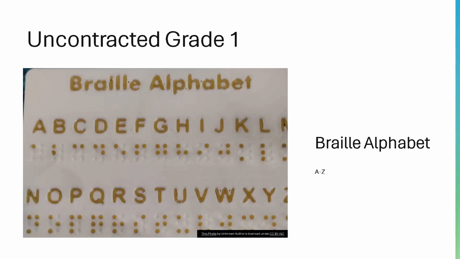So here on the screen, we have Uncontracted Grade 1 Braille. What that means is you are learning the entire Braille alphabet, letters A through Z. That is all that is included in the Grade 1 Braille. Both names you could use. You could say you are learning Uncontracted Braille, or you could say you are learning Grade 1 Braille. Both mean the same thing. You only know the Braille alphabet.